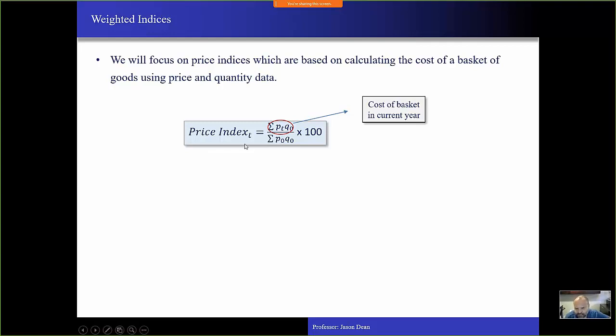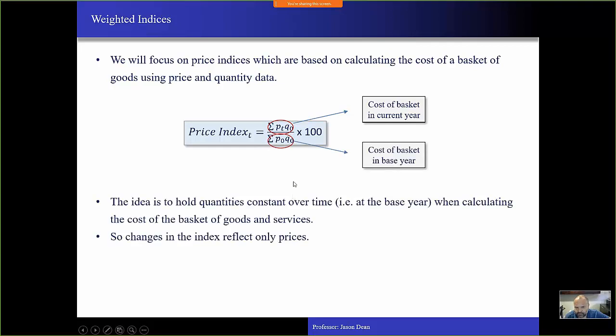So a price index in a particular period is just going to be the cost of the basket of goods using prices in the current year, multiplied by the quantity in the base year. And then we're going to divide that by the base year price and quantity. Again, the idea is to hold quantities constant over time when calculating the cost of the basket of goods and services. And then we'll create an index out of that like we did before. So the differences between the index figures are just going to represent differences in the cost of the basket of goods that reflect only price changes, not changes in the quantity.